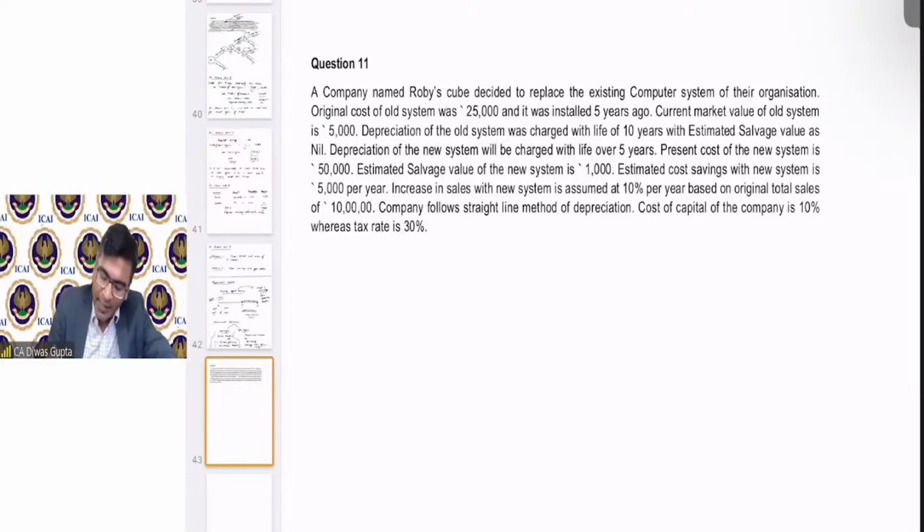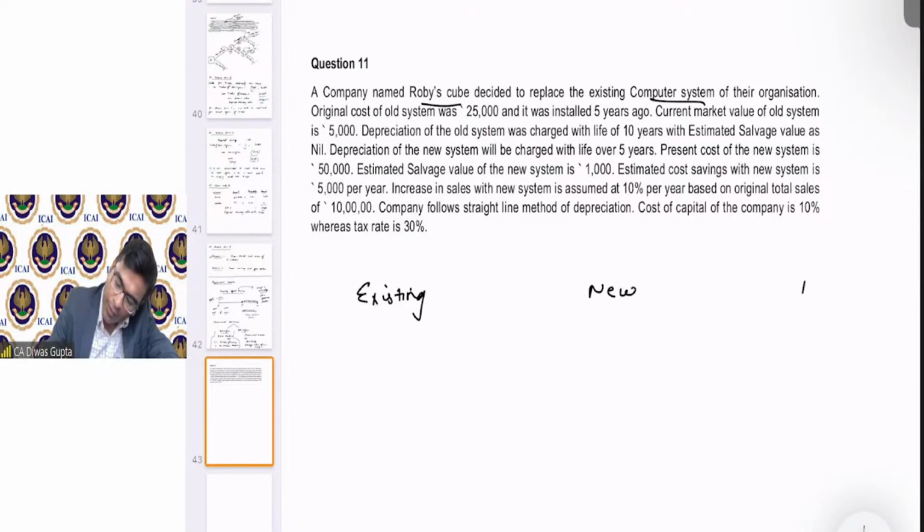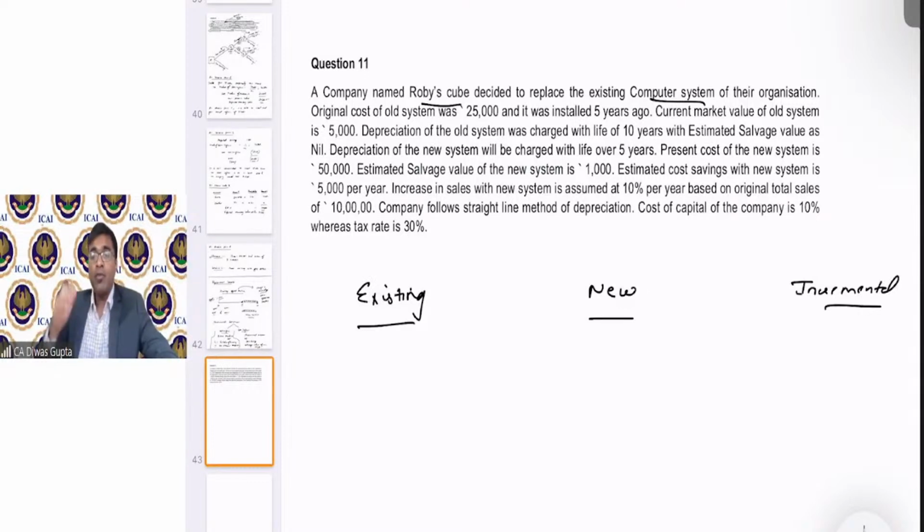So it says that a company named Robbie's Cube decided to replace the existing computer system. Let us put down all the facts: existing, new, and incremental. So students, please note that these types of questions have a lot of factual data. In your exam or while solving the question, you might miss some of the factual data. So better to put all those factual figures in the form of bucketing. I'm putting a bucket. Existing, whatever facts are given, I will put here. New, whatever facts are given, I will put here. And whatever is the incremental thing, that also I will put here.